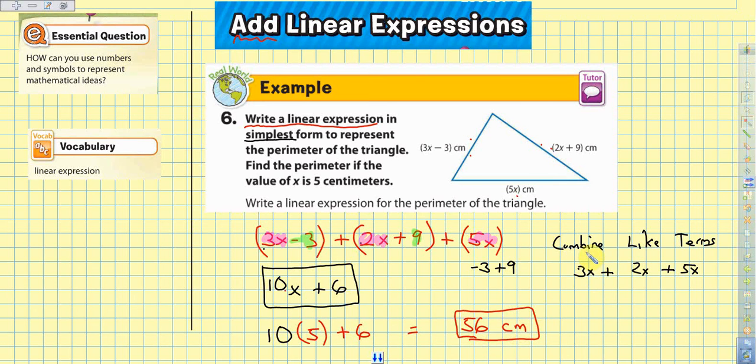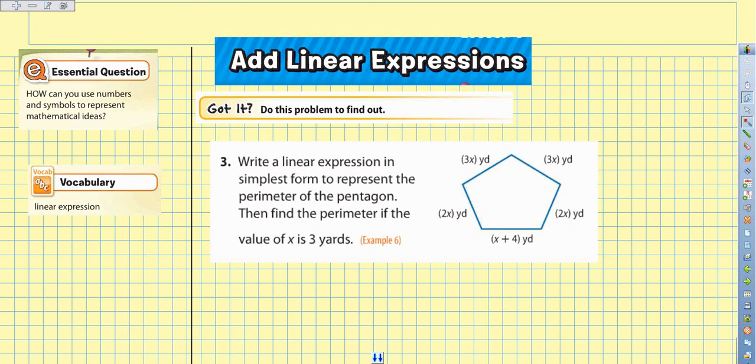Your turn. Let's see how well you do. So go ahead and try this one. This is not a triangle. You have a lot more sides, a lot more like terms to combine. So good luck.